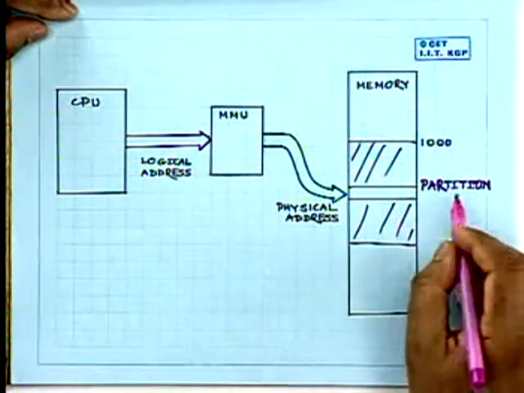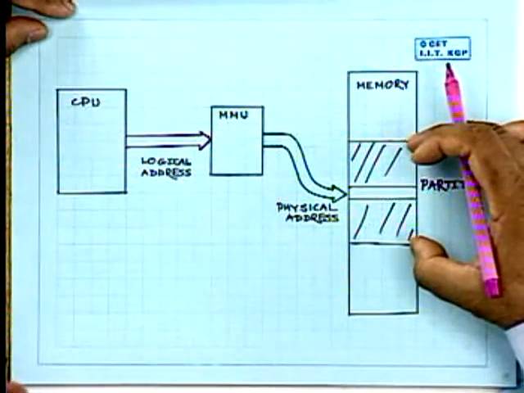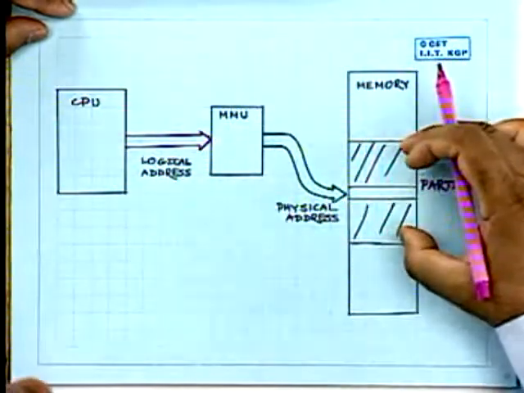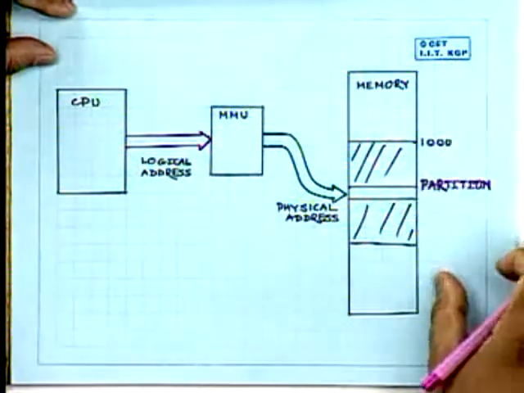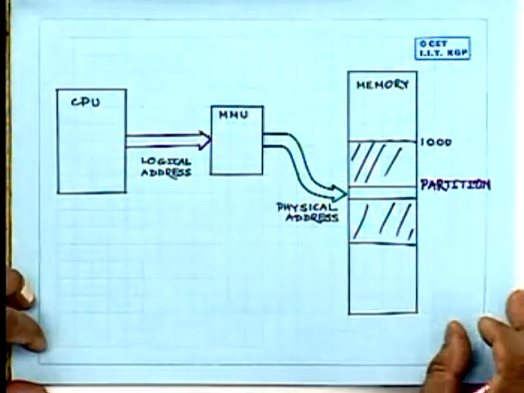We have to keep a partition of the memory. We have to use a partition of the memory to load the program. Okay. Now, first our method of the memory management unit will be the partitioning memory management scheme.